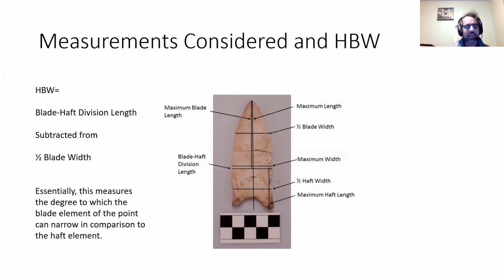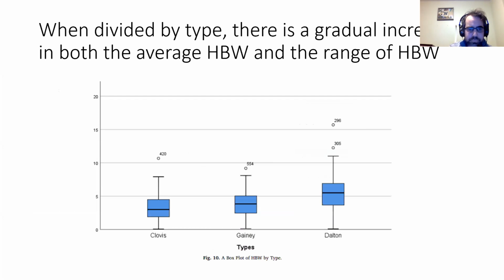Essentially, what we were really interested in is the HBW, or half blade width. So effectively, we made an index that takes the blade half division length, which is typically found at the middle of the point, the line that divides the blade from the haft. We subtracted that from a width measurement taken from the half blade width portion. And essentially what this does is it measures the degree to which the blade element of the point can narrow in comparison to the haft element.